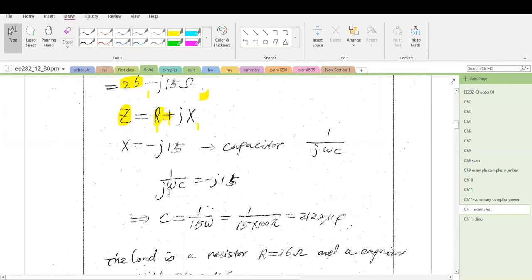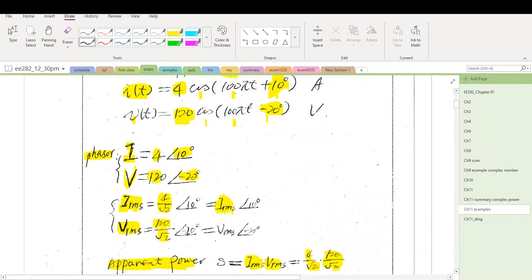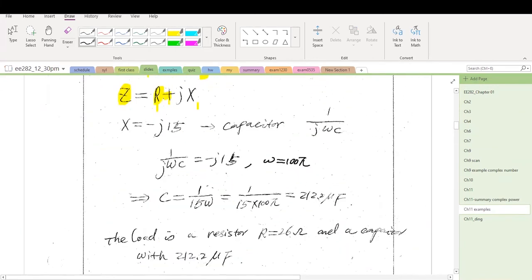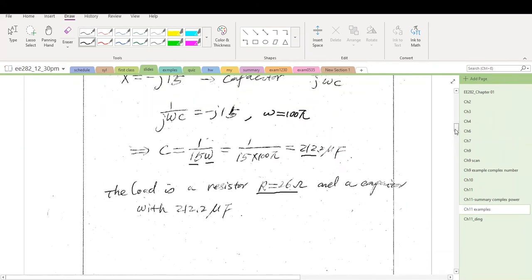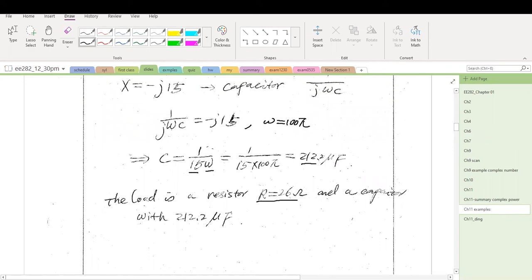Let's figure out the value of the capacitor. If we solve this equation, omega from the time-domain sinusoid equals 100 pi. The value of the capacitor equals 1 divided by 15 multiplied by omega, which equals 212.2 microfarads. And we know the resistor is R equals 26. So we figured out the impedance and the capacitor value for this question.